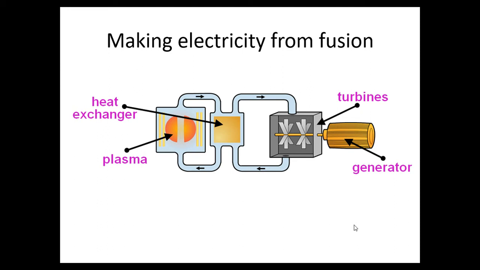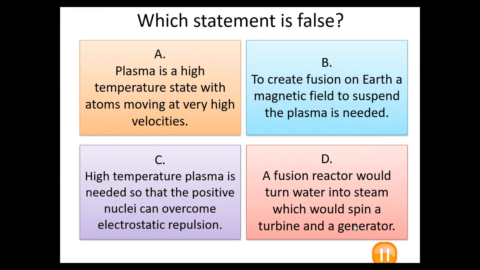Now, if we were successful in creating a fusion reactor on Earth, then of course, in exactly the same way as a nuclear power station with fission or coal, oil and gas even, we would just then use the fusion reactor to heat water, turn it into steam, spin a turbine, spin a generator, make electrical energy. Okay, so fusion on Earth, a huge scientific ambition that we have. To make electrical energy from fusion.